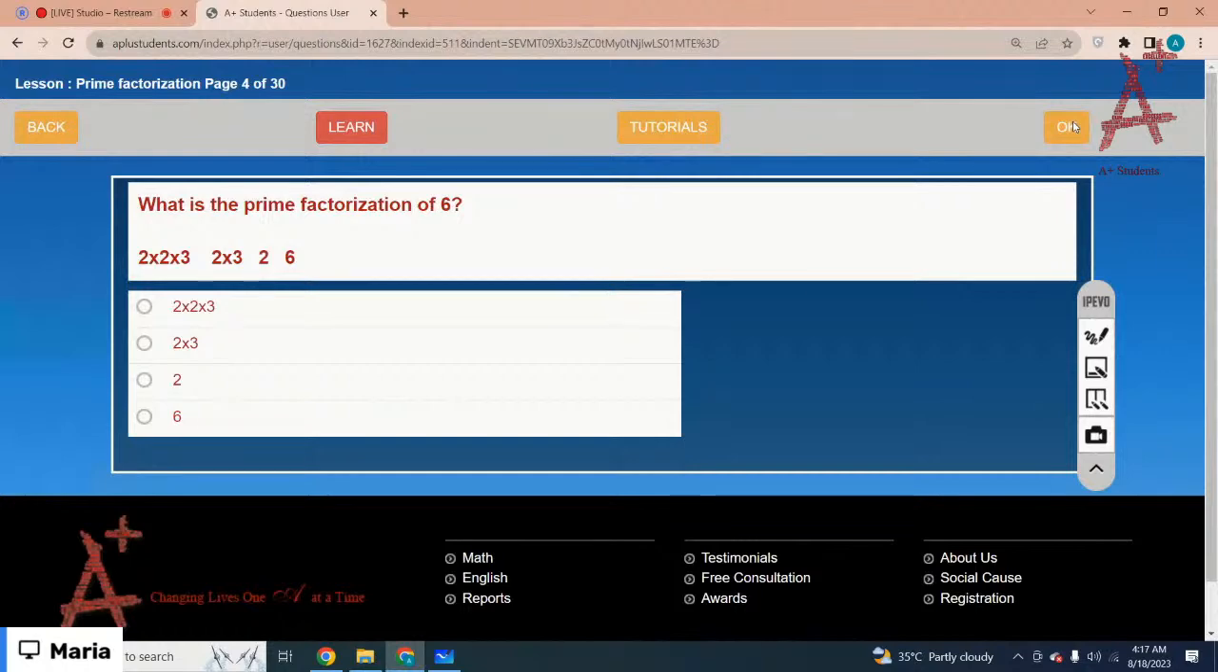2 times 3 makes 6, right? Both of the numbers are prime factors, and the other options are not correct, right? The only option that has both prime numbers is 2 times 3. The correct option is 2 times 3.